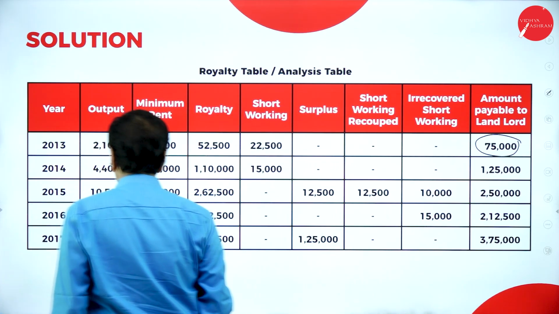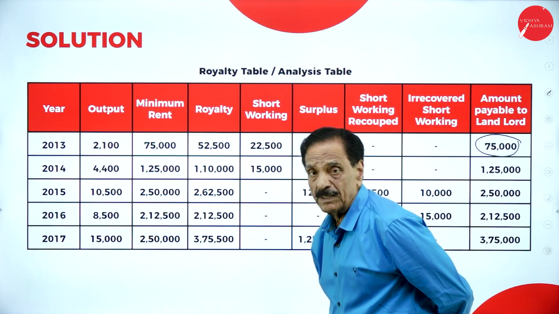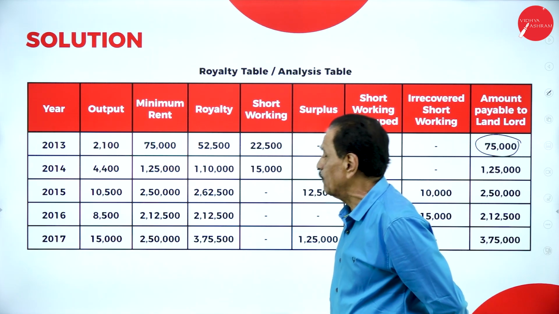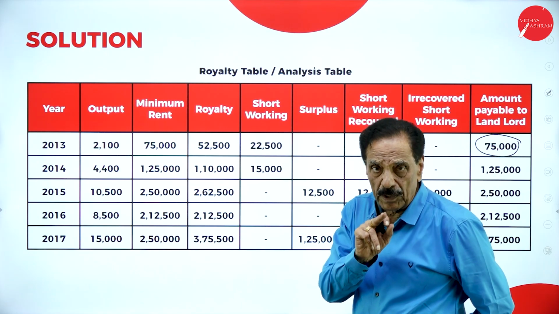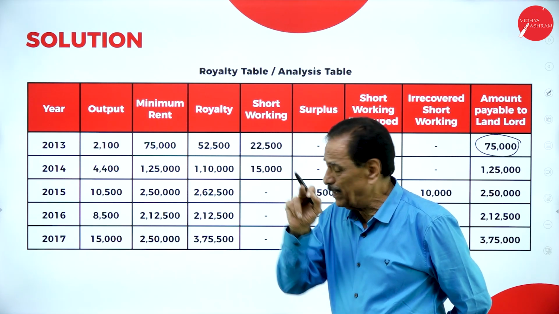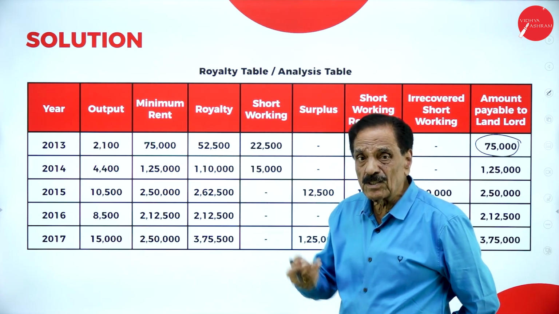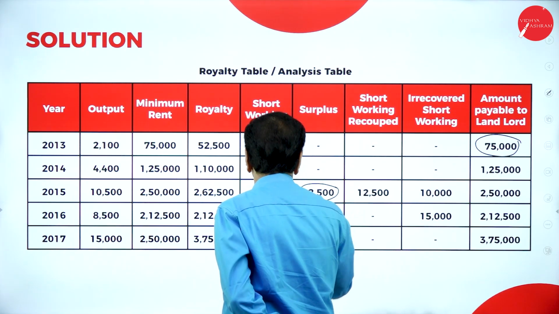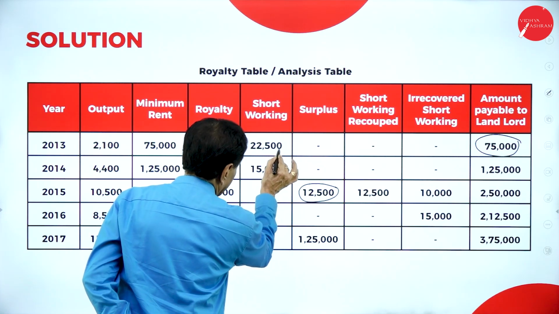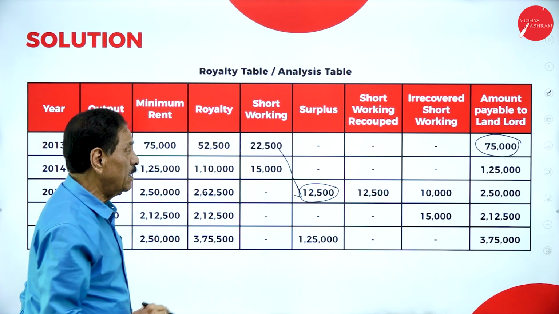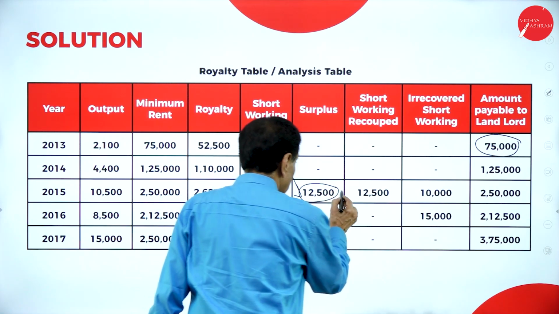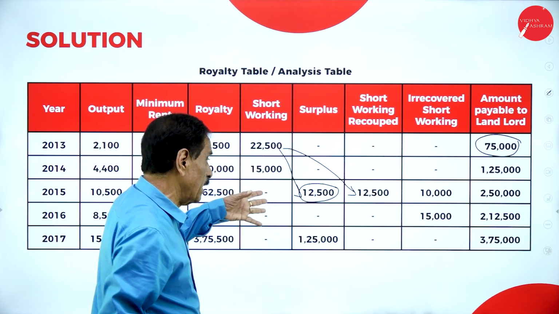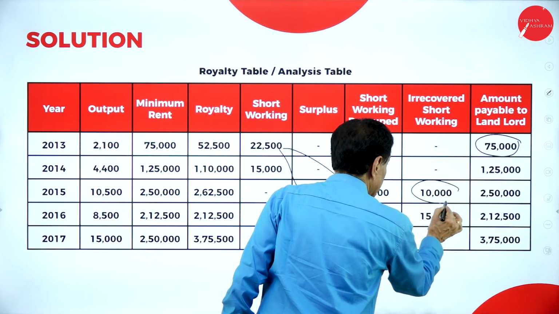Then in the third year, your output is 10,500 into 25, which becomes 2,62,500, with a minimum rent of 2,50,000. What the owner will do, he will say, you pay the minimum rent, and whatever surplus comes can be adjusted to your short working. Here your surplus comes to 12,500. How much shortage in the first year? 22,500. Adjusted how much? 12,500, means surplus recovered, 12,500. How much could not be recovered? 10,000. This is the loss.